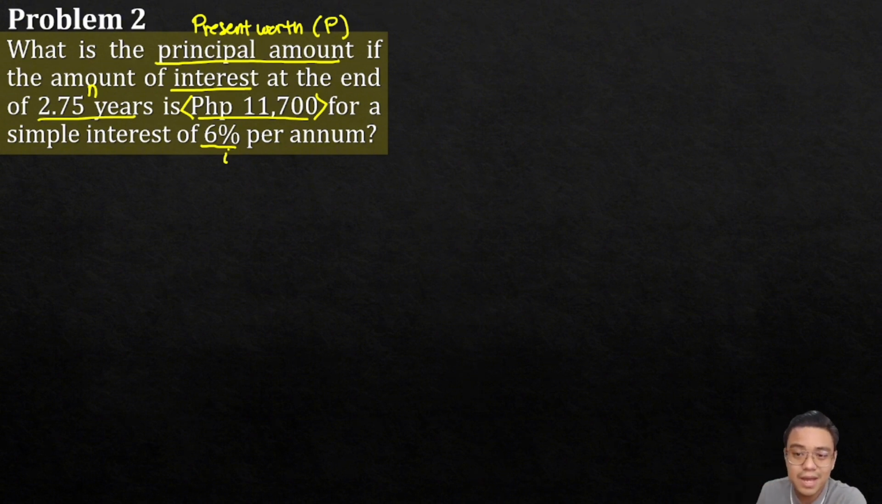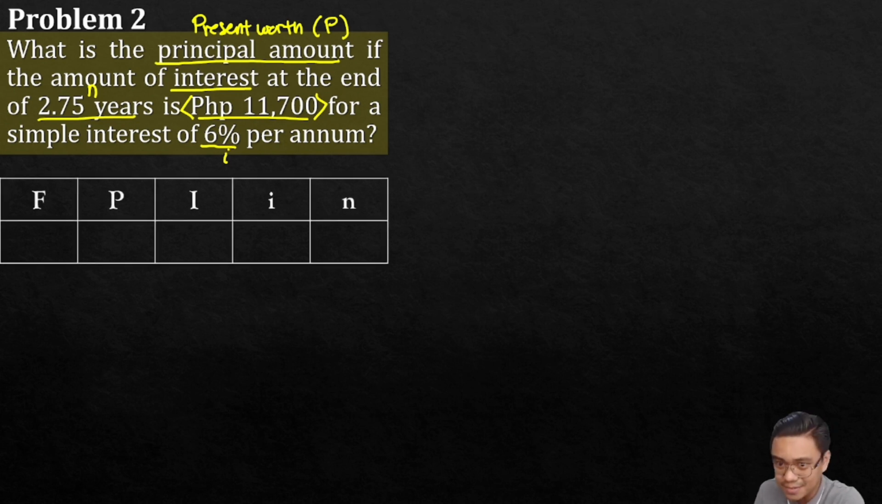So, once again, let's apply the table that I have given you, the FPIIN. F stands for the future worth. P stands for the present worth. I is the interest earned. Another i, the small letter i, is the interest rate. And our N is the number of years. So with that said, you have the I, which we recognize from the given: 11,700 pesos. Then you have the N, that is 2.75 years. And then, of course, you have the simple interest rate, that is 6%.